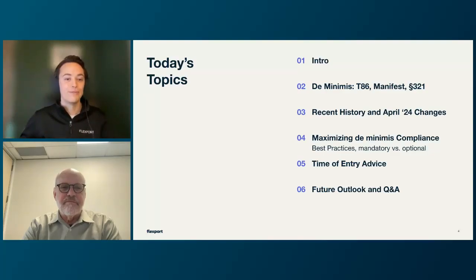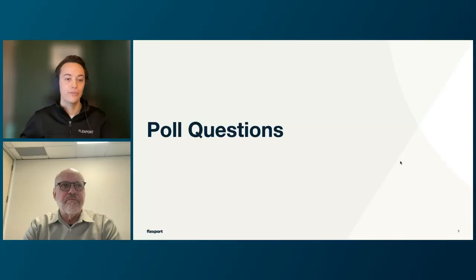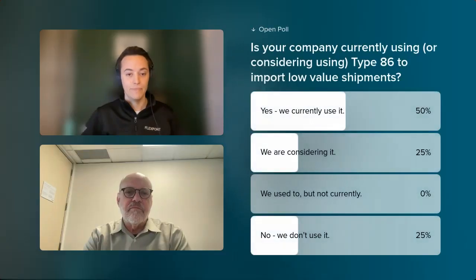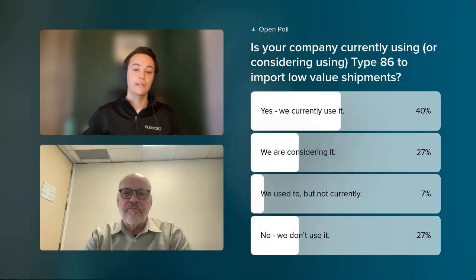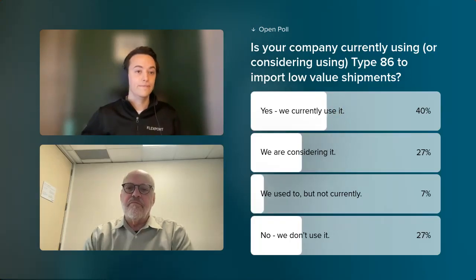We do also want to start with a poll question that's available to you. If you look over on the sidebar on the right to submit your votes, our first question is pretty simple. Is your company currently using or considering using Type 86 to import low-value shipments? A, yes, we currently use it. B, we're considering it. C, we used to use it, but we no longer do. And D, no, we don't use it.